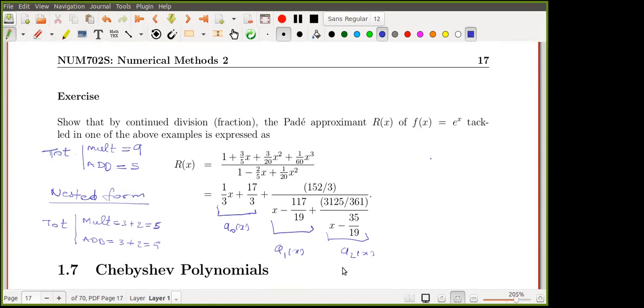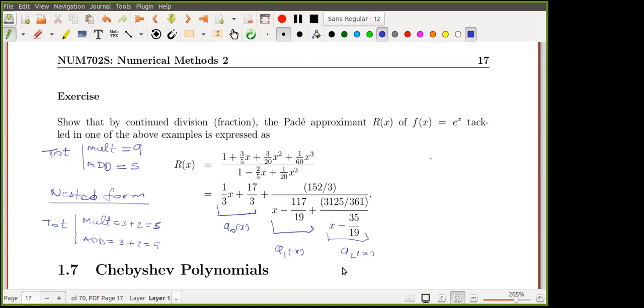And addition and multiplication are part of what we call the number of floating point operations. If it is high, it means that the computational time will be increased. So that is the application of the continued fraction. Why do we perform it? So we will stop here.